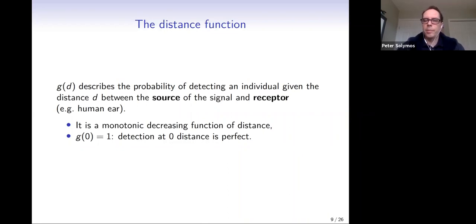Of course, this might not be perfectly true, and we will come back to this later when we put things together. So why couldn't this be the case? When at zero distance we miss something, that might be because it's perfectly camouflaged or it is silent.